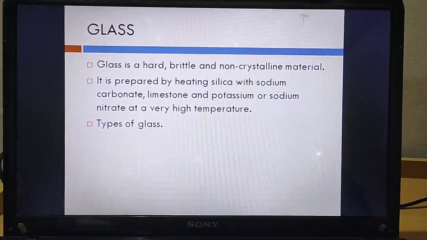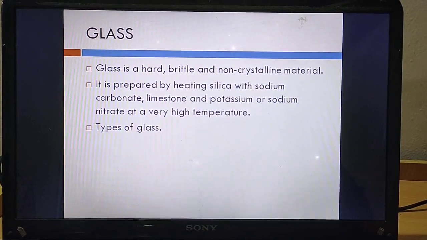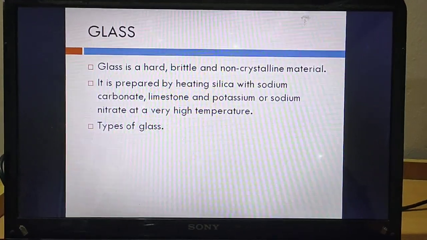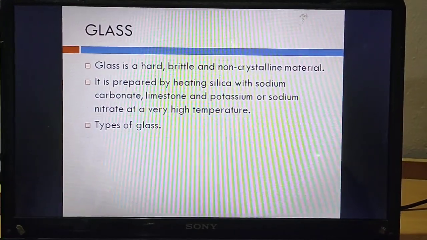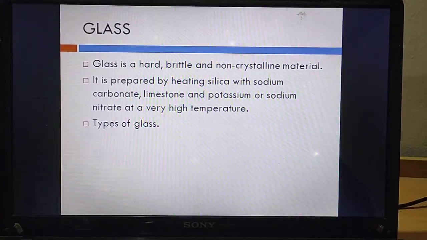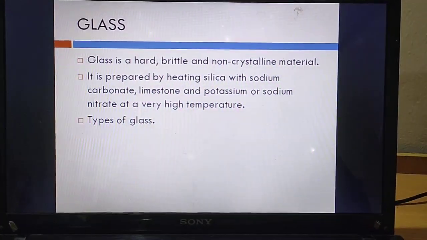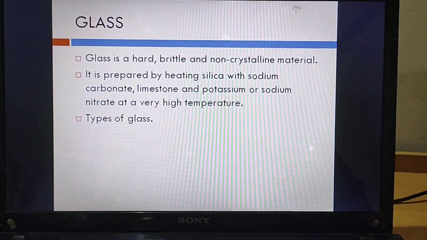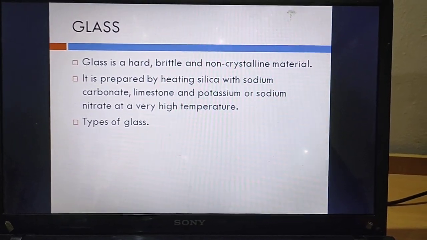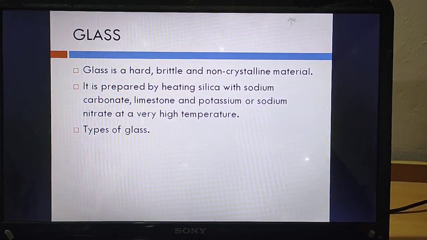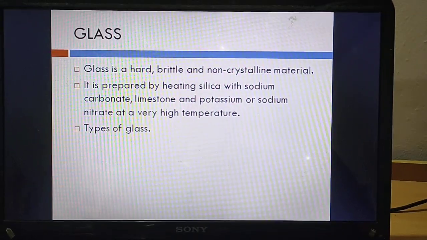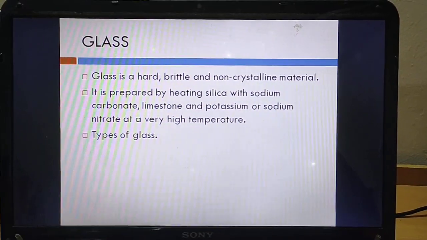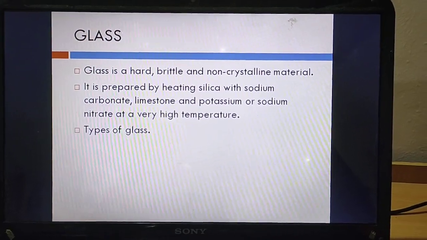Glass is a hard, brittle and non-crystalline material. It is prepared by heating silica with sodium carbonate, limestone and potassium or sodium nitrate at a very high temperature. So basically, glass is a mixture of sand and other chemicals. Especially, there are different types of glass. Let's study which are those.